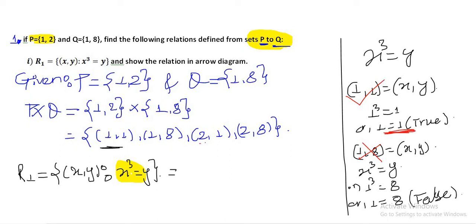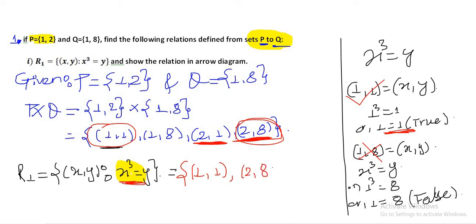Similarly, if we take the other element (2, 1), it won't satisfy the condition x cube equals y, but (2, 8) will be satisfied. Because of that, (1, 1) and (2, 8) are the elements of the given relation R1, where x cube equals y.